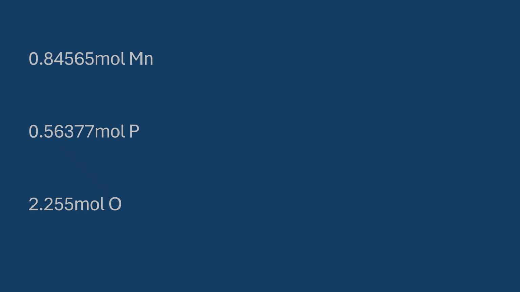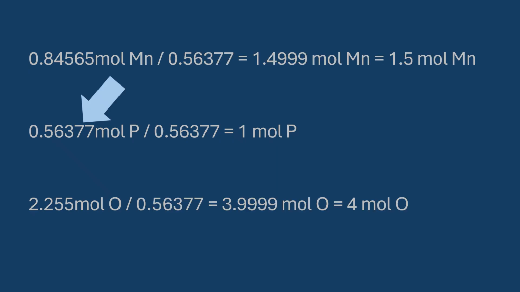Our empirical formulas are going to be in terms of the lowest whole number ratio, and these values definitely are not whole numbers. But if we divide all of them by the smallest value, we can get at least one whole number because anything divided by itself equals 1. The smallest value here belongs to phosphorus, so this is going to be our value of 1. What we do to one part of our equation, we will have to do to all the other parts, so you have to divide the moles of both manganese and oxygen by 0.56377 as well. Notice that we end up close enough to a whole number to round in the case of oxygen, but we really don't in the case of manganese.